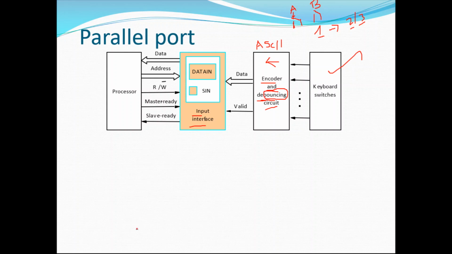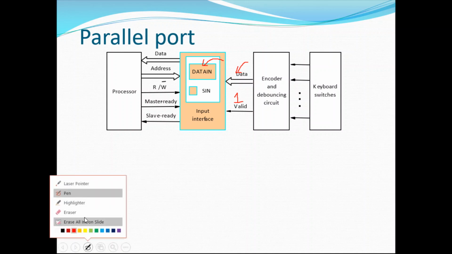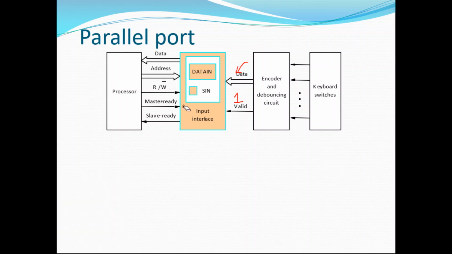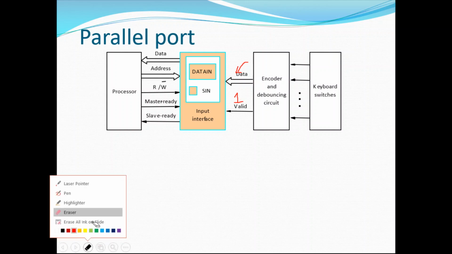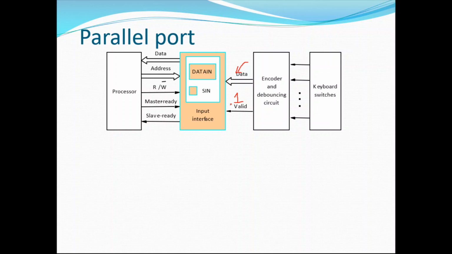So this is what the encoder and debouncing circuit will do. Once the key is identified and its ASCII value is found, it will keep it on the data lines. Through these data lines, it will get into the data in register of the input interface. After keeping the data, the encoder and debouncing circuit will set the valid bit to 1. Once the valid bit is 1, only then will the data be moved to the data in register. The IO interface circuit keeps checking the valid signal, whether it is 1 or not.